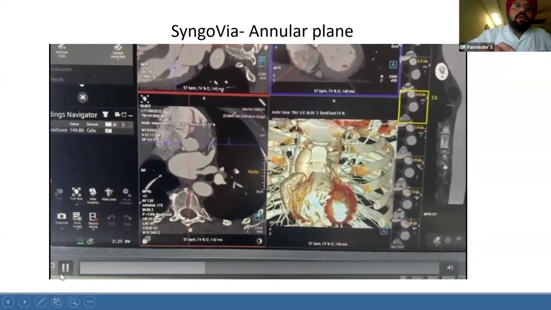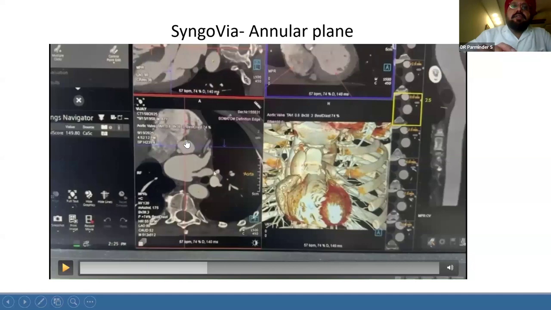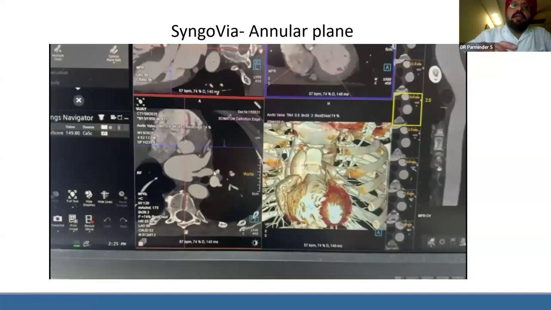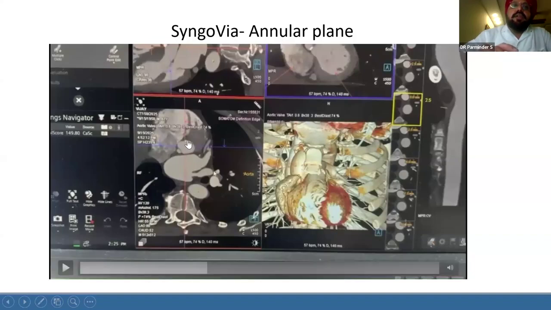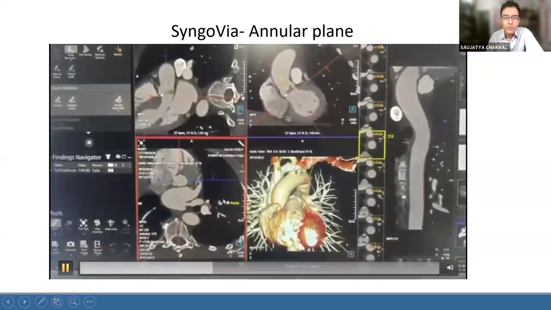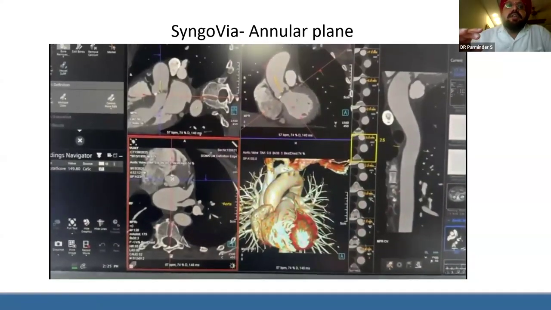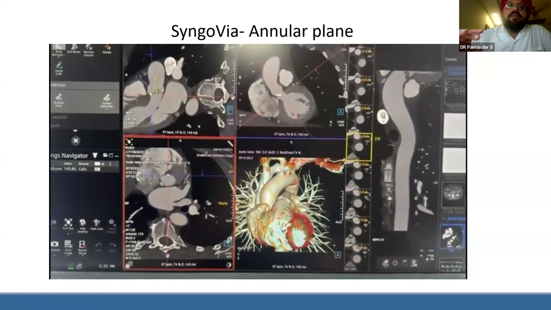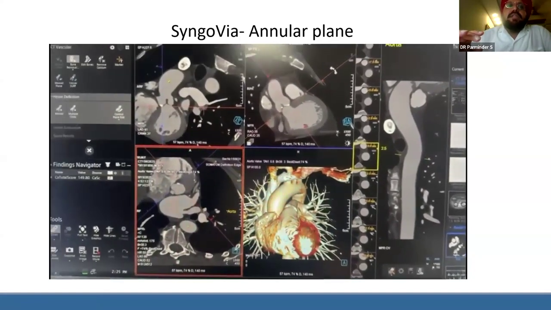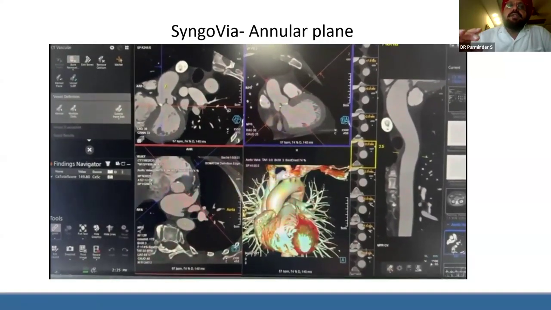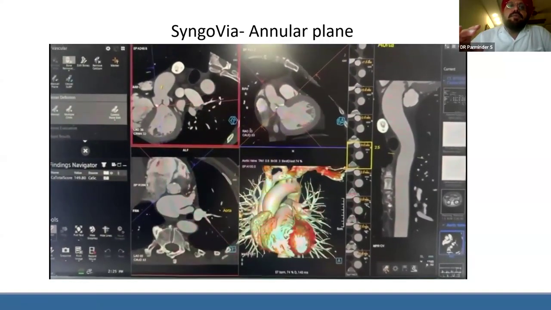Just let me hold it for a while. This is the hinge point of the right coronary cusp. Can you see my cursor? This is the hinge point of the right coronary, this is non-coronary, and here we have the left coronary. This is the hinge point. This is where we want to get down to. The top one at 1 o'clock is the right coronary cusp. At 7 o'clock is the non-coronary cusp. At 4 o'clock is the left coronary cusp. So we need to get down to the hinge points of these coronary cusps to find the plane.